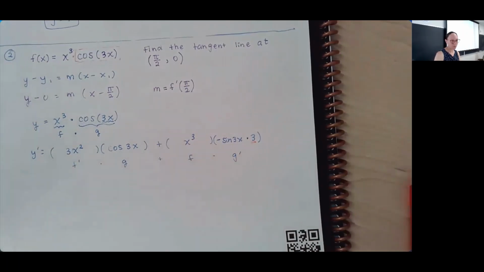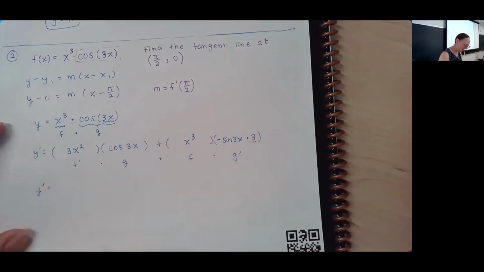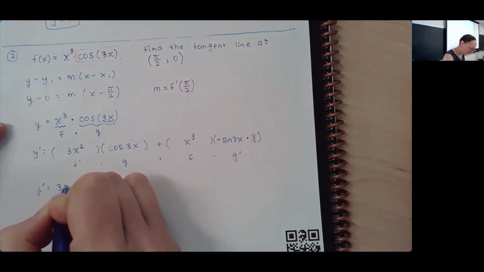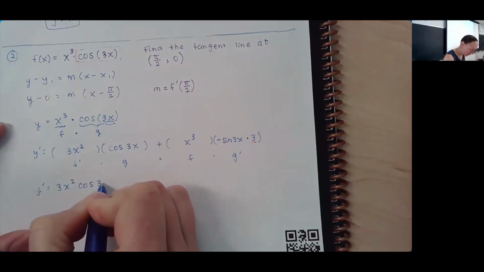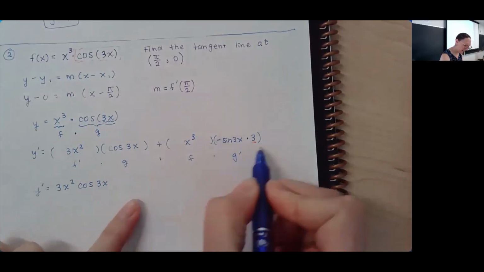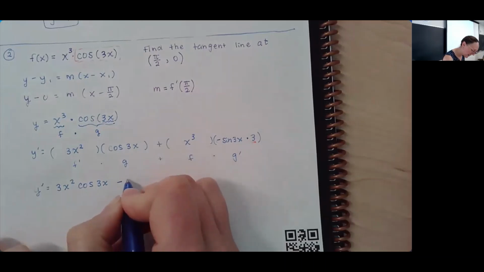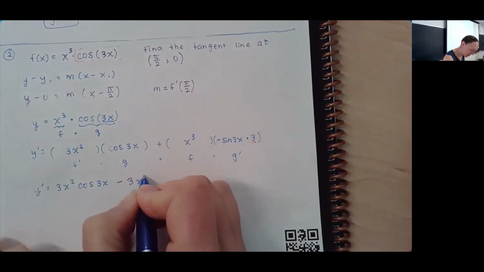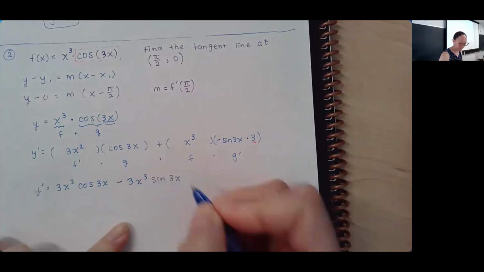Should we turn that into a slope? There's a lot going on visually, so I'm going to rewrite this, just cleaning it up a little bit. So for my derivative, I got 3x squared cosine of 3x. I'm going to take that minus sign and that 3 and stick them out in front. So minus 3x cubed sine 3x.